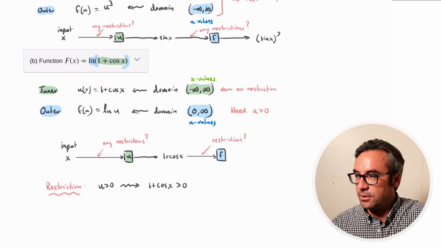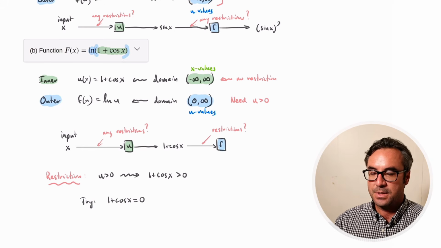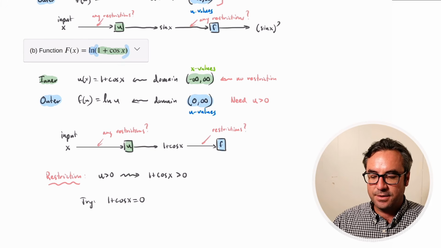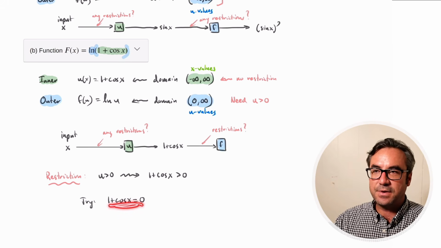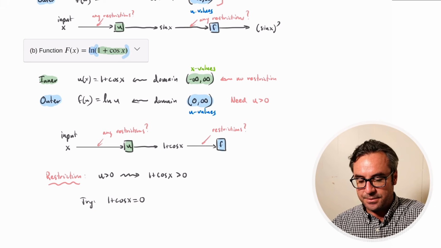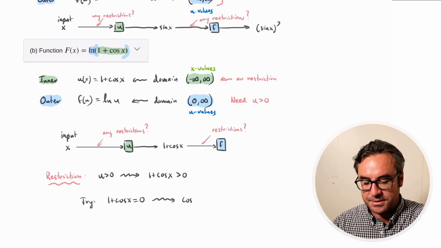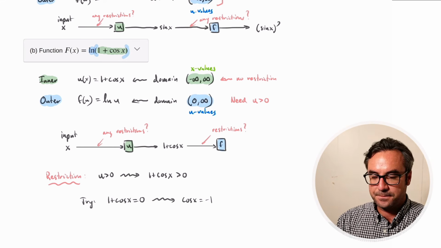And let's look at 1 plus cosine x being equal to 0. So we know we can't have this thing equal to 0 because that's going to break things at this point. But let's just see if this even happens. So if we try solving this equation, let's get cosine x by itself. So we get cosine x is equal to -1.